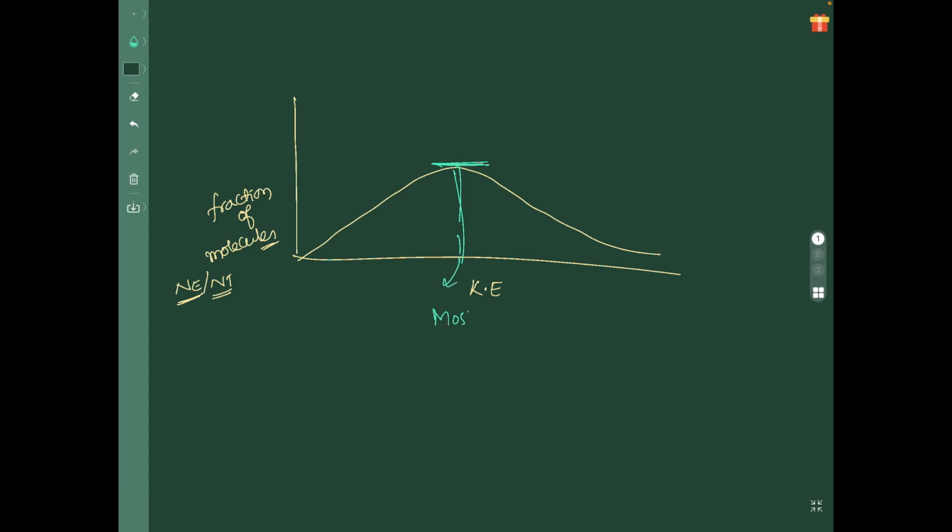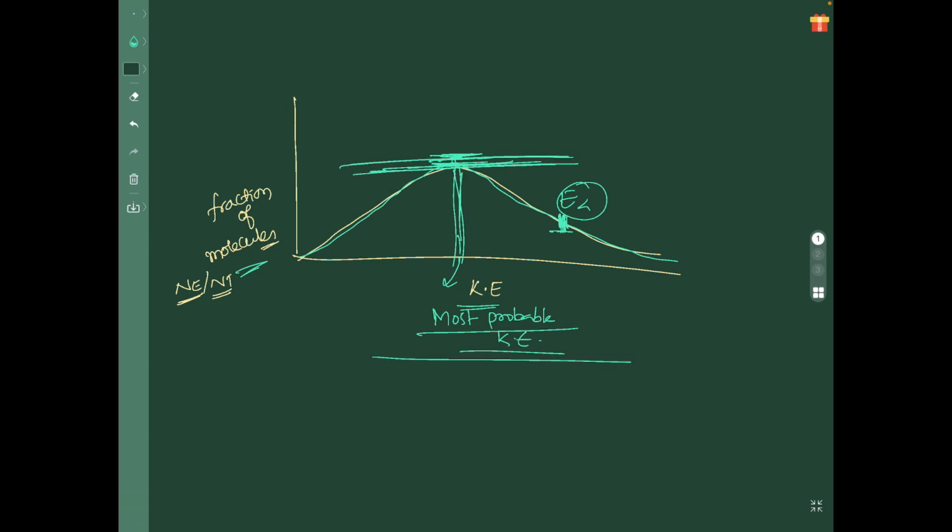most probable kinetic energy. This point we discussed in the gaseous state as most probable velocity. Similarly, most probable kinetic energy. On the y-axis is the fraction of molecules, on the x-axis kinetic energy, and the graph will be like this. This is the most probable kinetic energy, but this is not sufficient. Actually, the activation energy will be somewhere here. Very few molecules possess the activation energy. This is the energy possessed by the maximum number of molecules, the most probable energy, and here we are discussing the activation energy, which will be somewhere here.